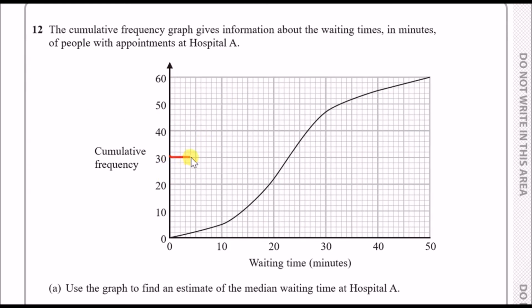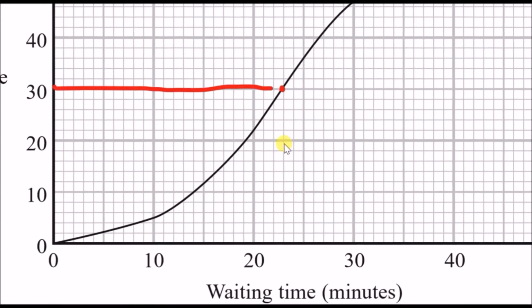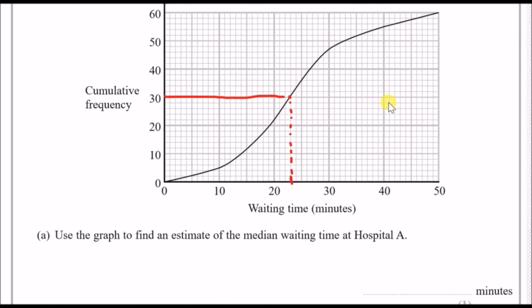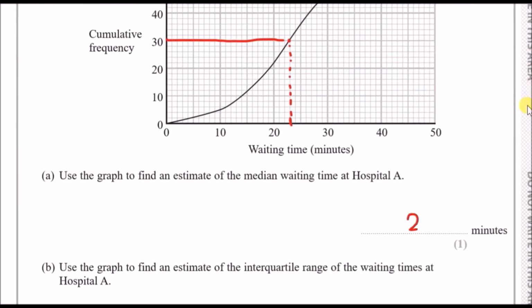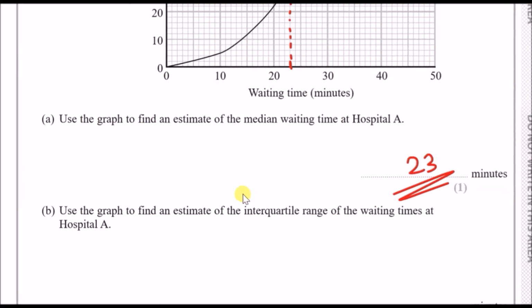So all we do is literally draw a straight line, and we hit this value here, and just to zoom in a bit, this is going to be about, what's that, 23, I guess, guys? So like, yeah, 23-ish, isn't it? So this means that the median value was 23 minutes. Now, use the graph to find an estimate for the interquartile range of the waiting times.